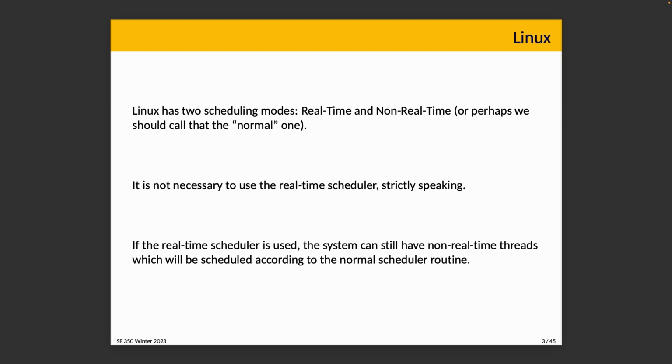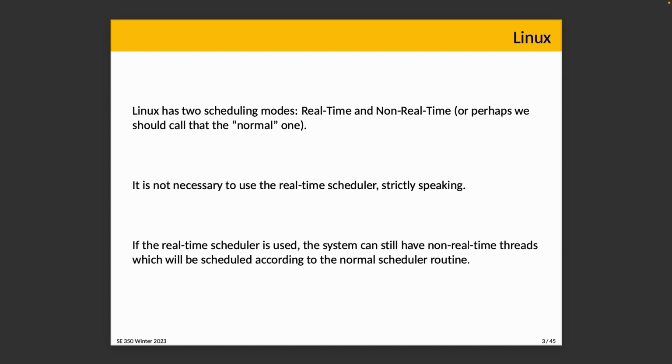Now, Linux has two scheduling modes. It has real-time and non-real-time, or maybe we should call that the normal one. It's not strictly necessary to use the real-time scheduler, and if the real-time scheduler is used, the system can still have non-real-time threads that will be scheduled according to the normal scheduling routine. We'll talk about the real-time scheduler quickly, but it's the non-real-time ones that are actually interesting for our discussion today.